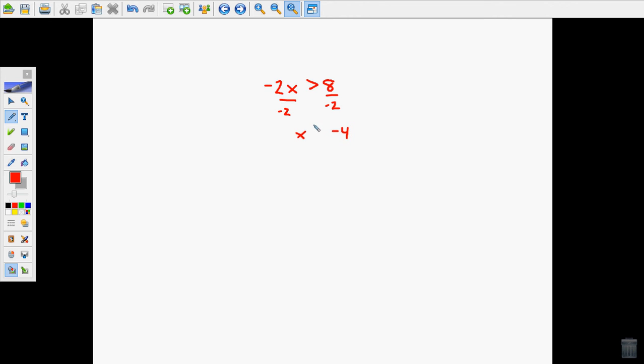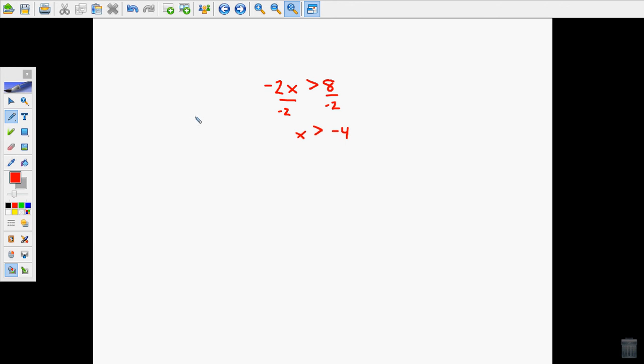If we just carried this same inequality sign down, x is greater than negative 4, and graphed that, we would have an open circle at negative 4, and we would pick a number like 0, because 0 is greater than negative 4. But if we put 0 back into the original problem, does that work? Is negative 2 times 0 greater than 8? No, it's not. So there's something wrong with our answer. Obviously it's not our dividing. We divided right.